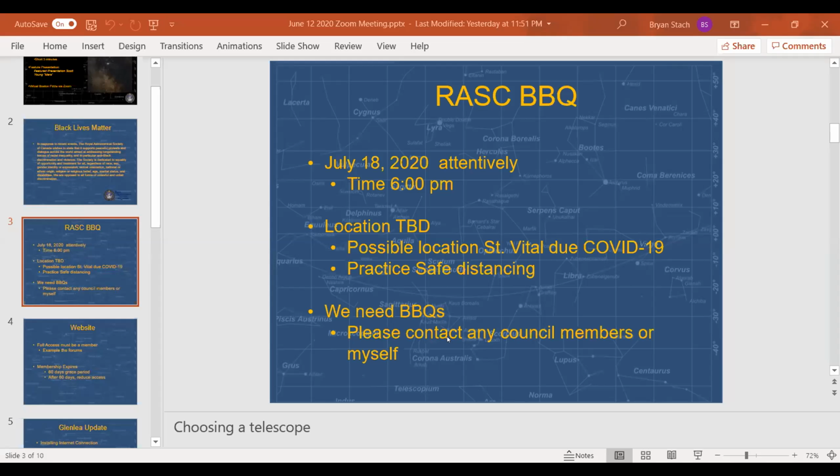But unfortunately, we're going to need some barbecues. So if you're able to contribute, bring a barbecue, please let me know, or a council member, that would be great. But hopefully it will still be on. Another problem that we might have with this barbecue, and we might delay it again, is because of the recent riots happening, especially in the States, there might be a spike in COVID-19. So that's why we delayed it for another week. But of course, we'll keep everyone posted regarding it.